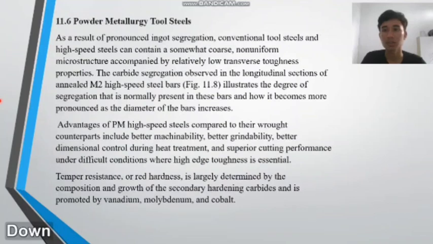Next, 11.6 powder metallurgy tool steels. As a result of pronounced ingot segregation, conventional tool steels and high-speed steels can contain a somewhat coarse, non-uniform microstructure accompanied by relatively low transverse toughness properties. The carbide segregation observed in the longitudinal section of annealed M2 high-speed steel bars, figure 11.8, illustrates the degree of segregation.